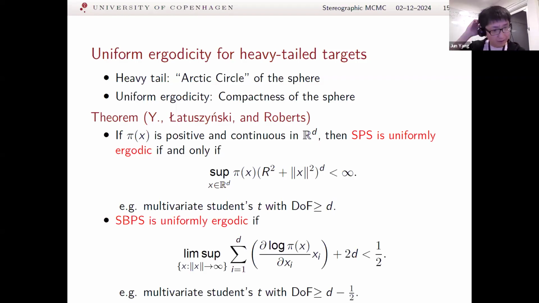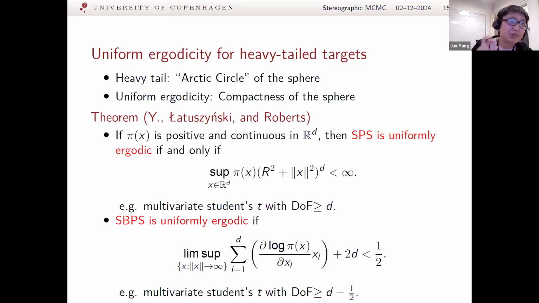And the second result is for SBPS: we show that SBPS is uniformly ergodic if this condition holds. It's also a tail condition. It is satisfied, for example, for a multivariate Student t distribution with degrees of freedom slightly smaller, D minus a half. Our conjecture is that this condition is not optimal. The optimal condition is degrees of freedom larger than or equal to D minus 1, which means the quantity on the right-hand side is smaller than 1 instead of smaller than a half. So there is a half a degree of freedom gap.